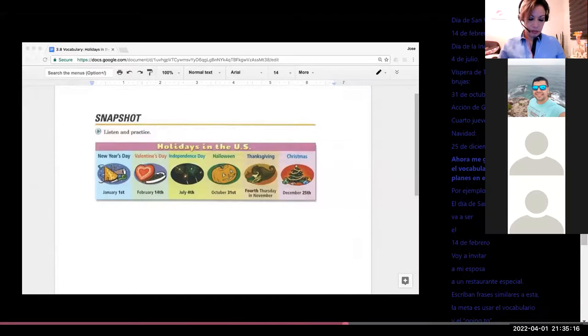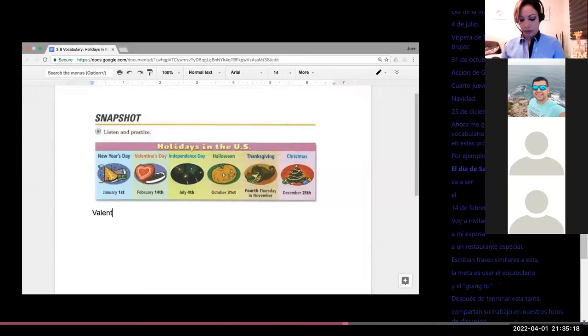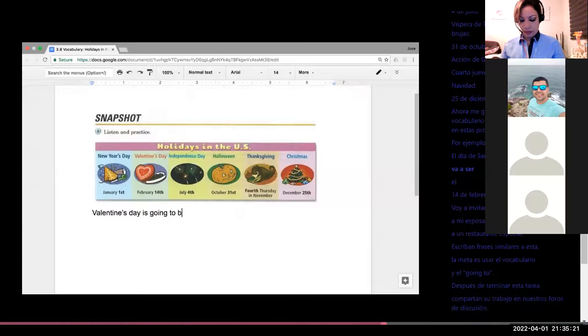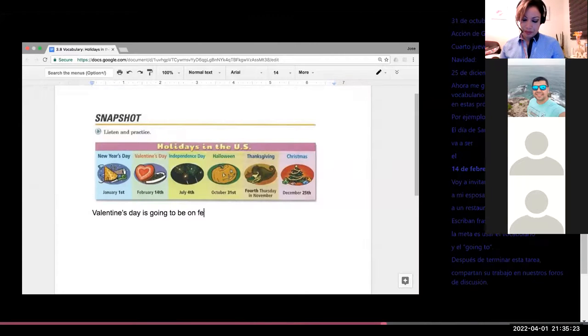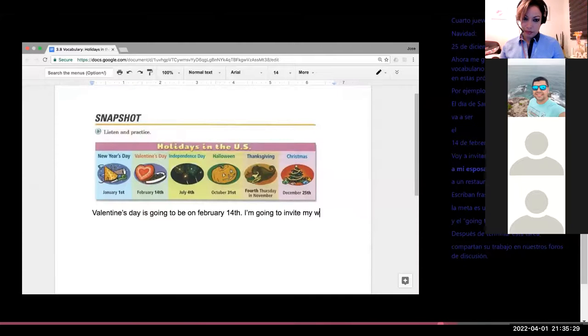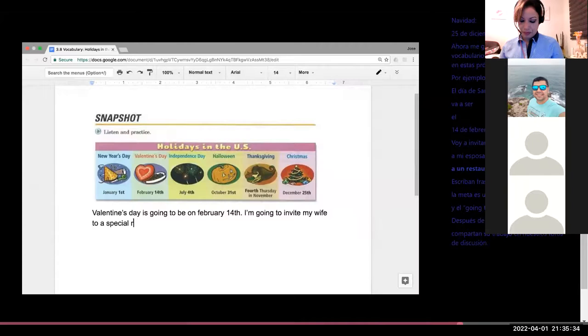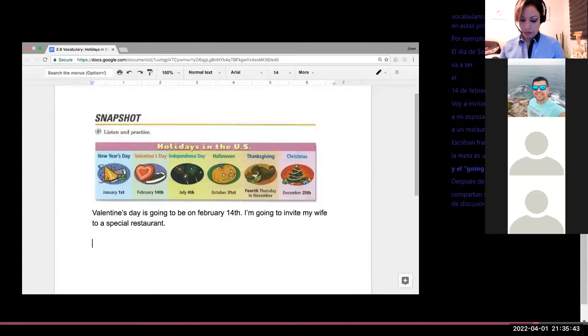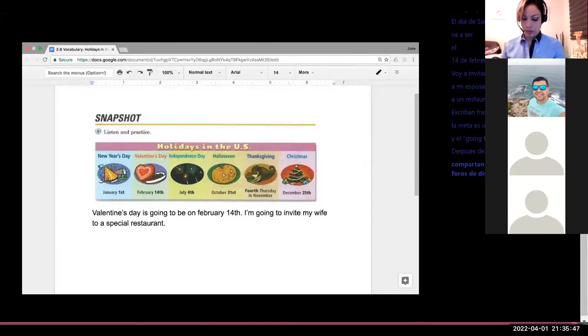Now, I would like for you to use the vocabulary to talk about your plans for this coming holidays. For example, Valentine's Day is going to be on February 14th. I'm going to invite my wife to a special restaurant. Write similar sentences as this one. The goal is to use the vocabulary and going to. After you finish this task, share your work in our discussion forums.